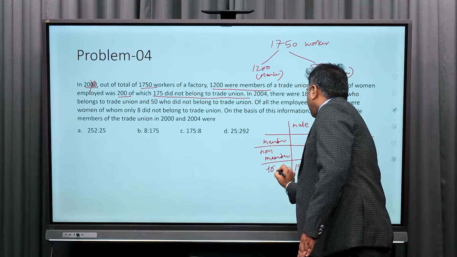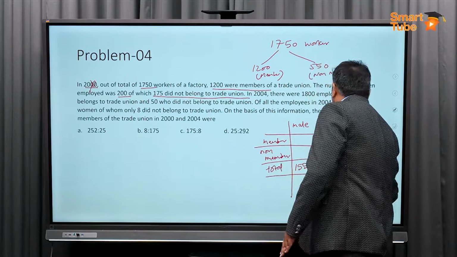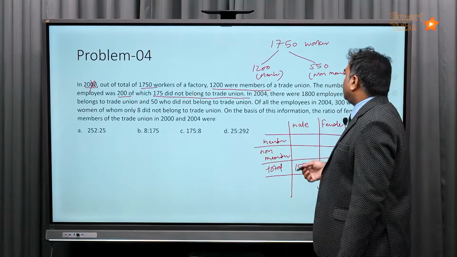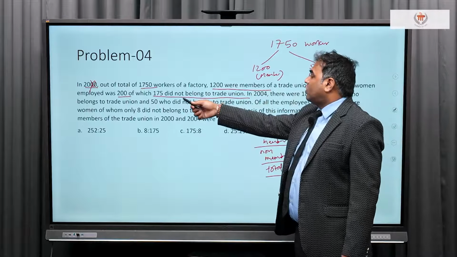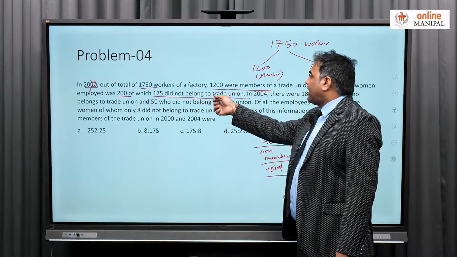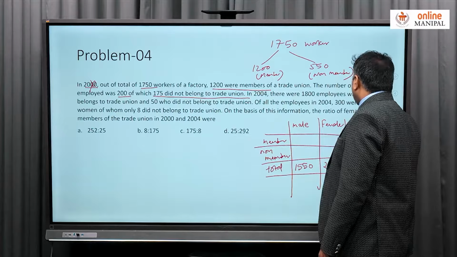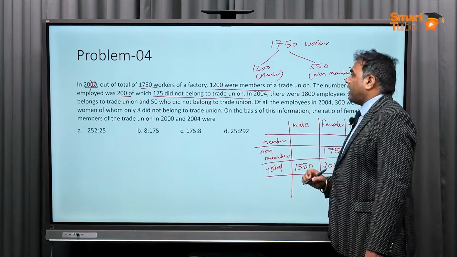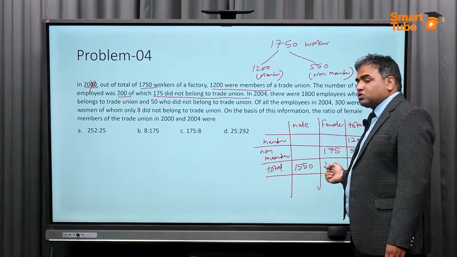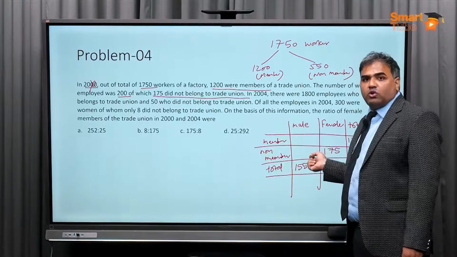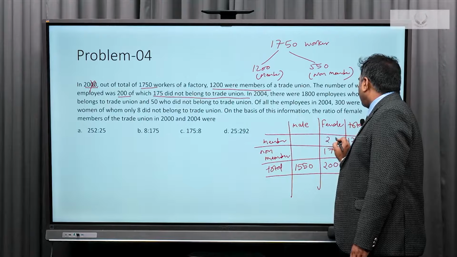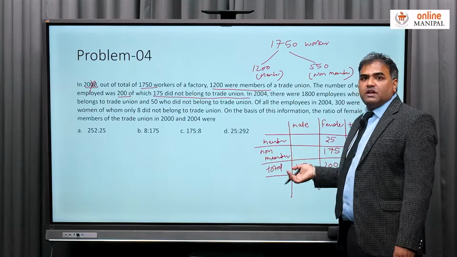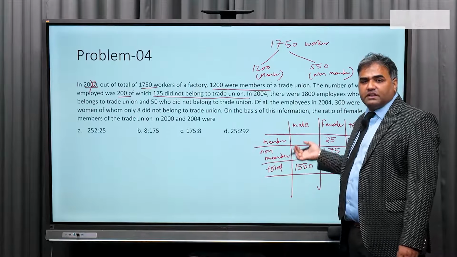1550 as the male member. Simple. Okay, then what else? So the total number of women was 200, out of which 175 did not belong to trade union. So female who did not belong to trade union is 175. Total female is 200. If 175 do not belong, how many belong? 25. Very simple. Now you just need to use basic calculation to get the other values.